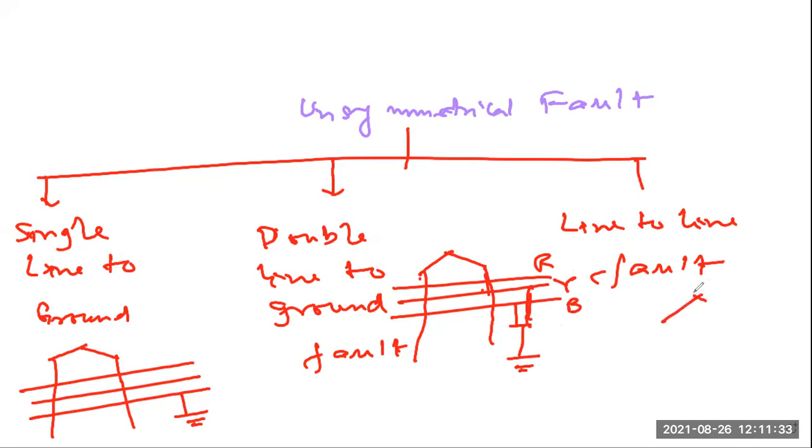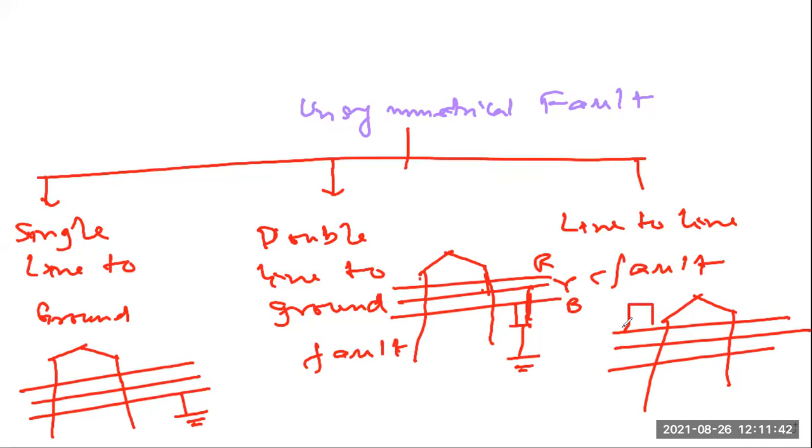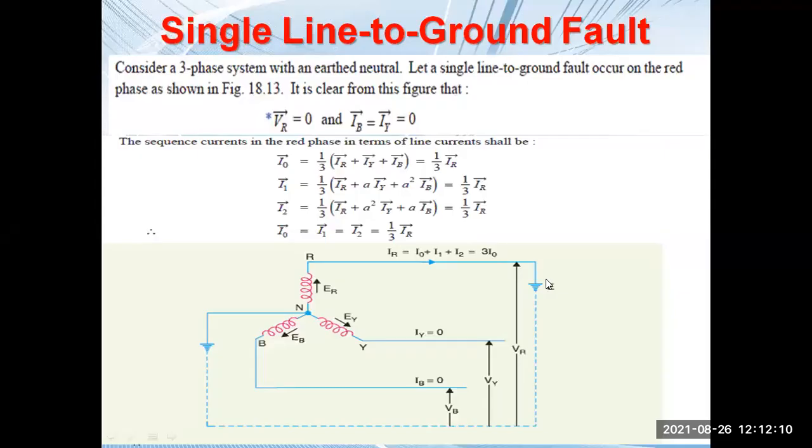Now next is the line to line fault. Line to line fault means these are your 3 phases, and in between these 2, there is a fault. It may occur in any of the cases. Here it is shown between R and Y. It may occur between Y and B, or between R and B. So any kind of fault may occur. This is generally the type of fault occurring in the system for the unsymmetrical fault category. Now, the detailed analysis for the single line to ground fault, then double line to ground fault, and line to line fault, we'll perform in the next class.